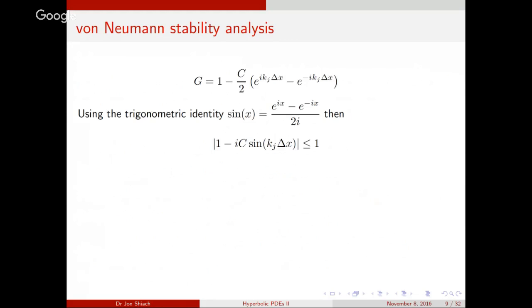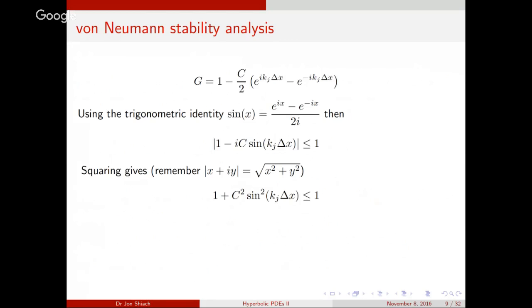Okay, so we have 1 minus i c sine k delta x. And that's got to be less than or equal to 1. But if you notice, this is the magnitude. If you've got a magnitude of a complex number, you simply square the real part, square the imaginary part, and then square root it. So, for example, the complex number is of the form a real part plus i times the imaginary part. The modulus of that is the real part squared plus the imaginary part squared, square rooted.